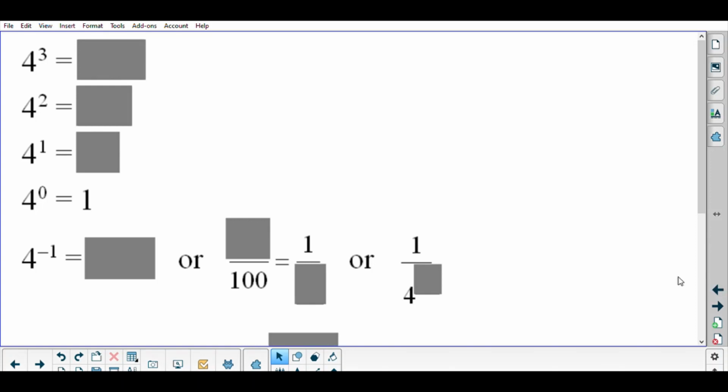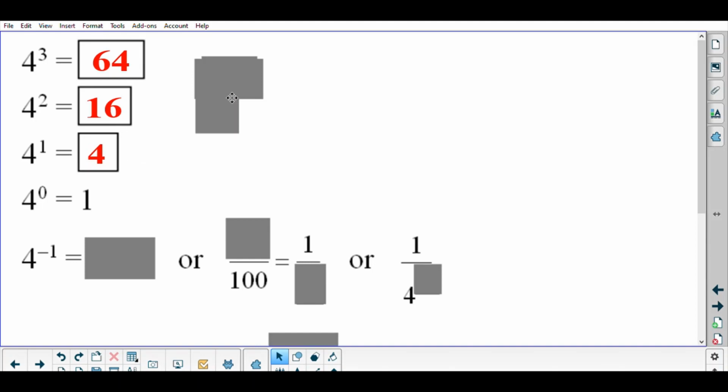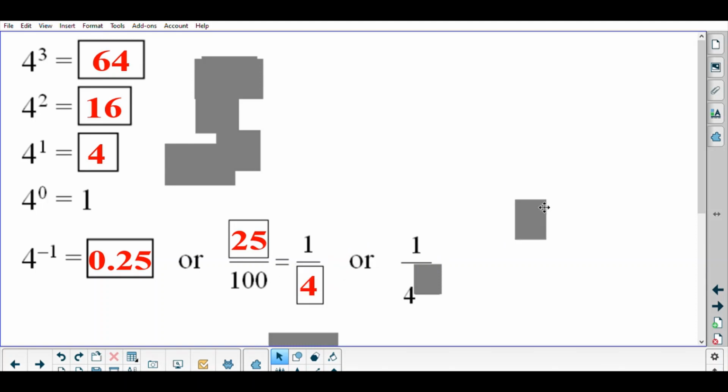All right, I hope you've done these problems on your own. I am now going to reveal the answers to you. 4 to the 3rd is 64. 4 to the 2nd, 16. 4 to the 1st is 4. 4 to the 0, I think I already have this filled out for you. It is equal to 1. 4 to the negative 1st is in decimal form 0.25. That is the same as 25 over 100, which reduces to 1/4, which is also the same as 1 over 4 to the 1st.